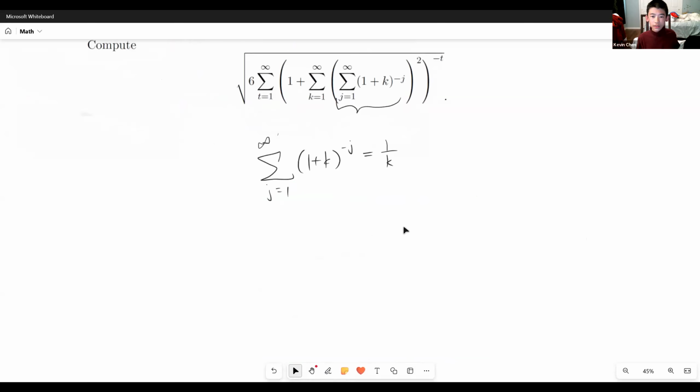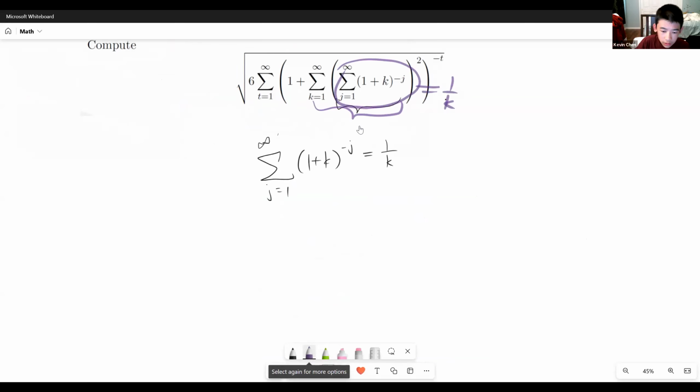Okay, so once you get this inner summation, you can tackle this summation over here. Because this part we just calculated, that's equal to 1 over k, right? So what we have to compute now for this part is the summation from k equals 1 to infinity of 1 over k.